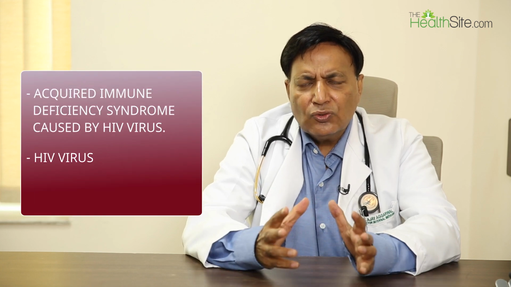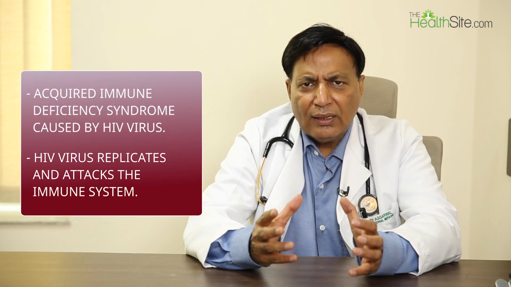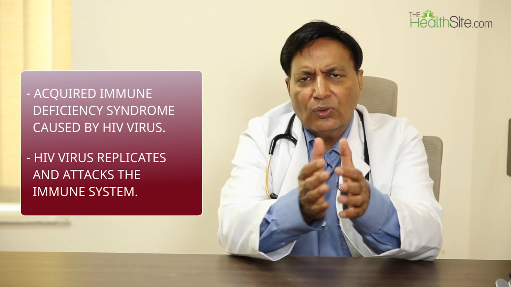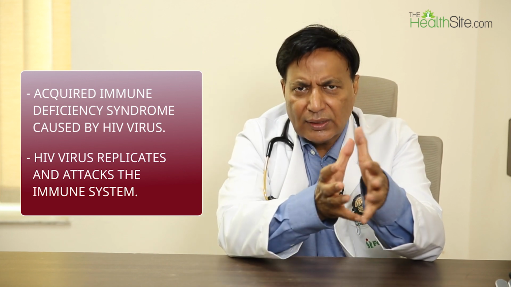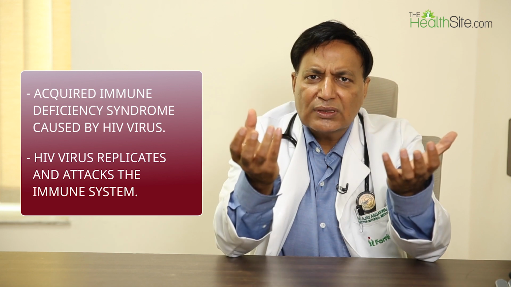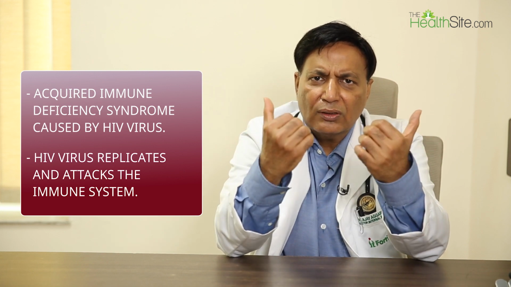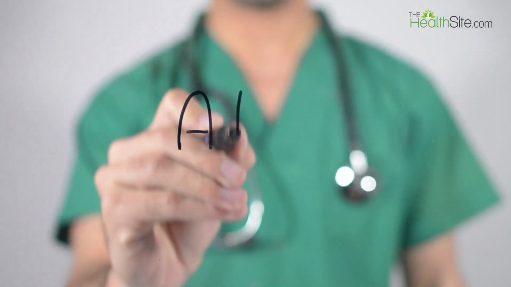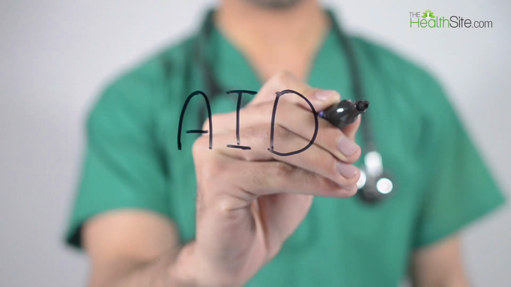AIDS is nothing but acquired immune deficiency syndrome. This is caused by HIV virus. This syndrome consists of multiple symptoms. When a man acquires HIV virus inside his body, slowly this HIV virus replicates in the body and attacks your immune system and thus decreases your overall immunity, and thus secondary infections like tuberculosis and multiple other infections do occur, resulting in multiple infections in the body. It affects multiple organs of your body, resulting in full AIDS syndrome.